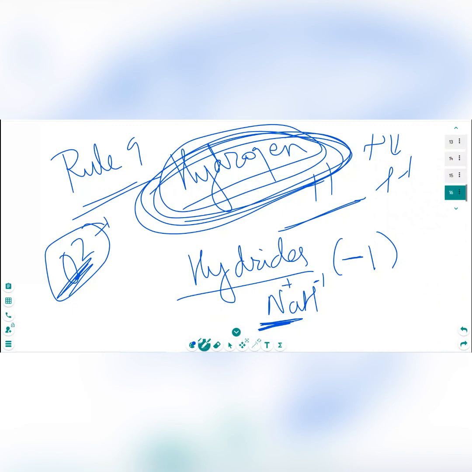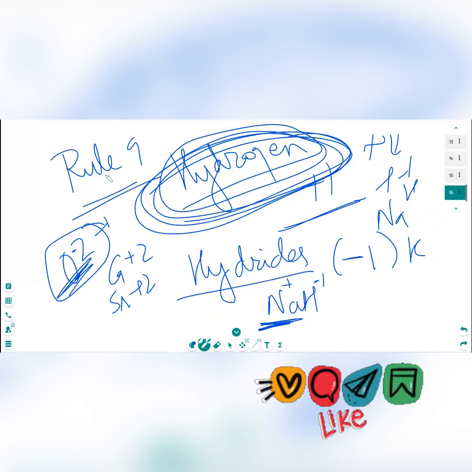Sodium, potassium, what are those? Like group 2 will have calcium, strontium. They will always have +2. That way, it depends upon the periodic table, like which group the metal belongs to.